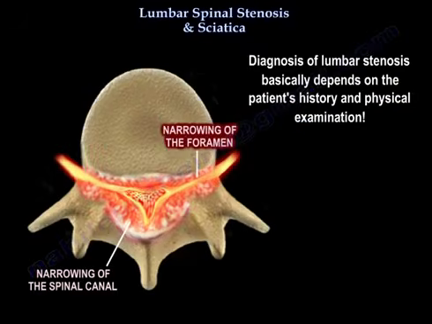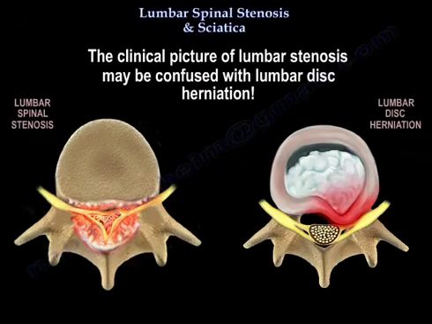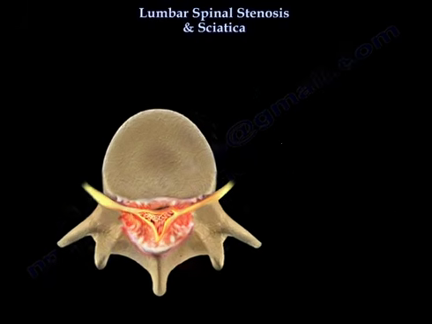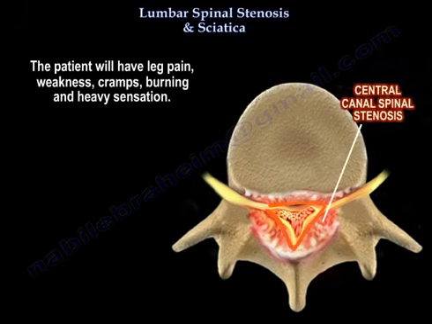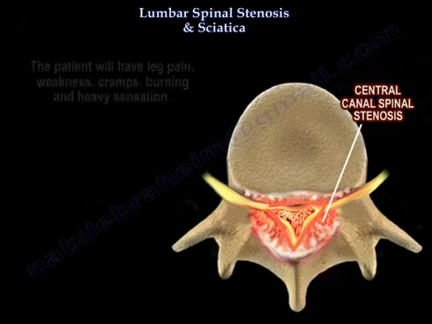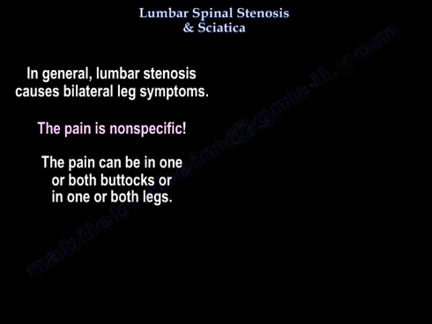Diagnosis of lumbar stenosis basically depends on the patient's history and physical examination. History is the key in making the diagnosis for lumbar stenosis. The clinical picture of lumbar stenosis may be confused with lumbar disc herniation. The patient will have leg pain, weakness, cramps, burning, and heavy sensation. In general, lumbar stenosis causes bilateral leg symptoms.